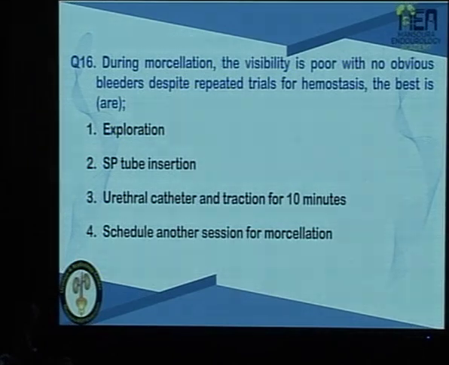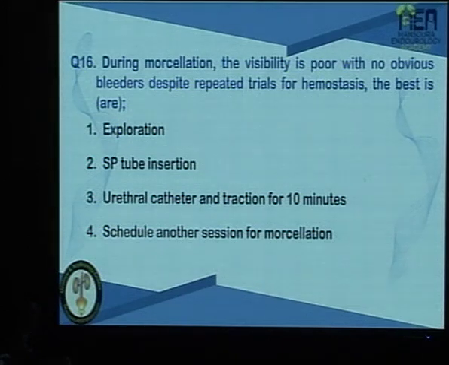During morcellation, the visibility is poor, with no obvious bleeder, despite repeated trials for hemostasis. What are the available options? Visibility is not adequate, there is no bleeder, and you kept trying to perform hemostasis, but there is still an issue. So you should explore, put a suprapubic tube, put a urethral catheter and apply traction for 10 minutes and retry, or schedule another session for morcellation.